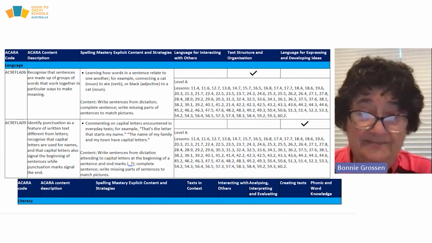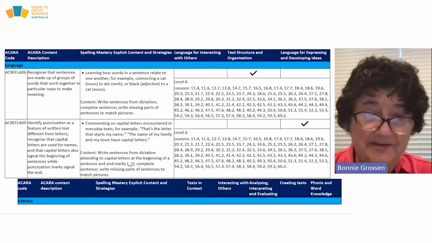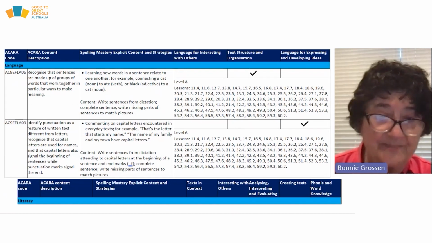And any content that is not covered by the program can be picked up in the supplemental Aussie Lit and Aussie Math. I think spelling has very little supplemental material required.